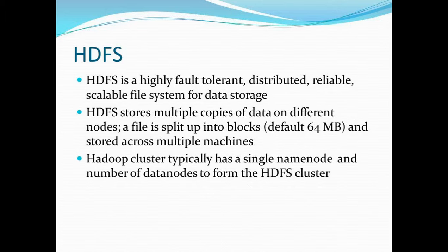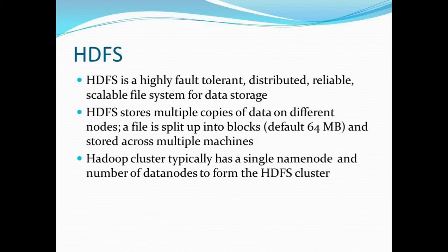That is, a file is split into blocks. We have just seen how exactly a file is split, right? A file is split into blocks of 64 MB by default. I'm talking currently about the default case. You can surely increase this block size also, which we'll see at an advanced, later stage. And the blocks are stored across multiple machines.